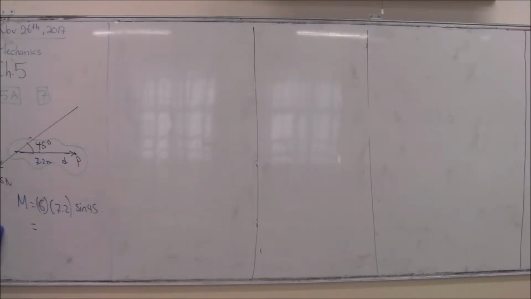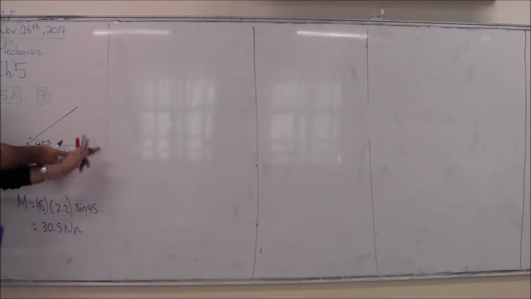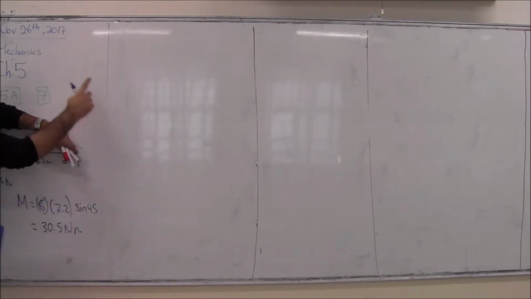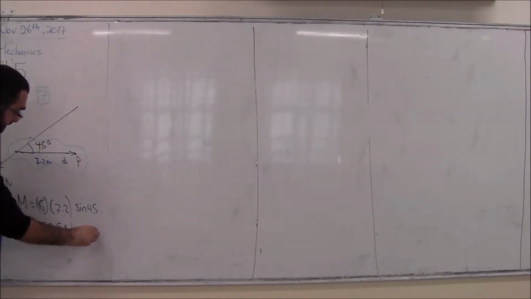What is the result of this? 30.5 newton meter, anti-clockwise. Look here, how can I determine clockwise or anti-clockwise? Move your finger in the same direction of the force, but about P. Move your finger this way, with the force about P. Right? It will be what? Anti-clockwise.